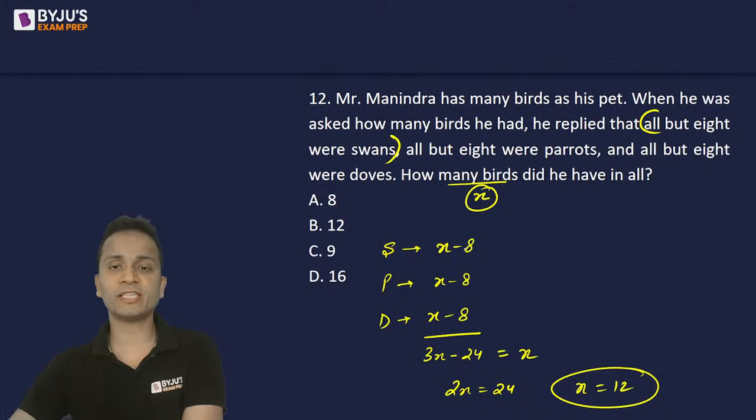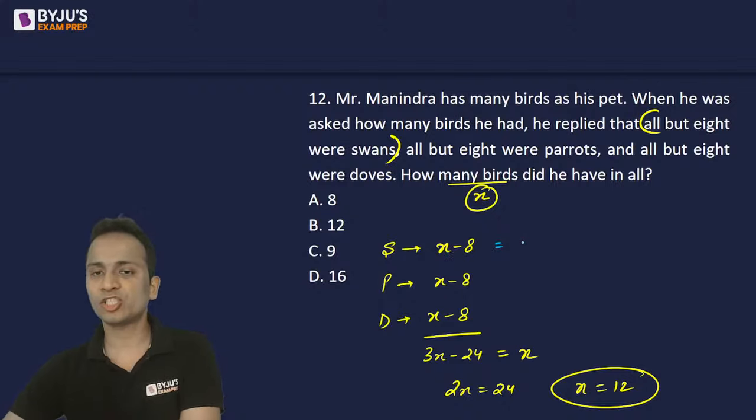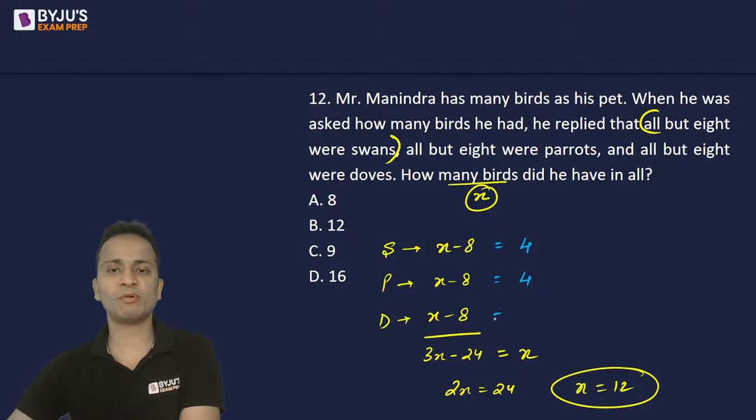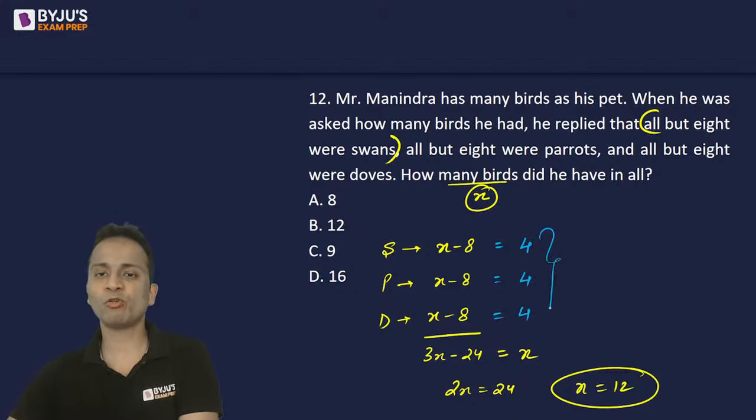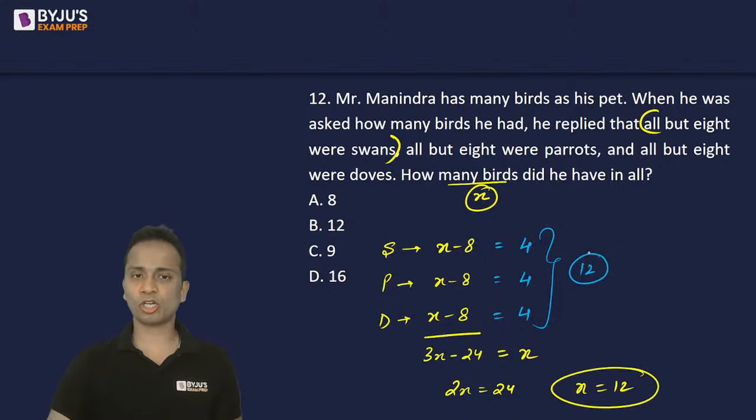Now you can cross check this one. Number of swans is X minus 8, that is 12 minus 8, which is 4. Number of parrots is also 4. Number of doves is also 4. 4 plus 4 plus 4 is equal to 12. So cross check bhi ho gaya.